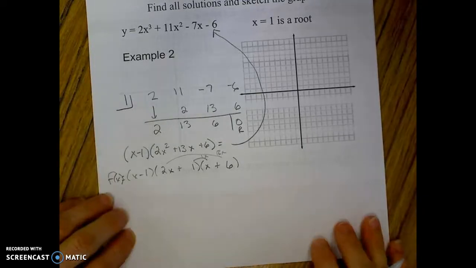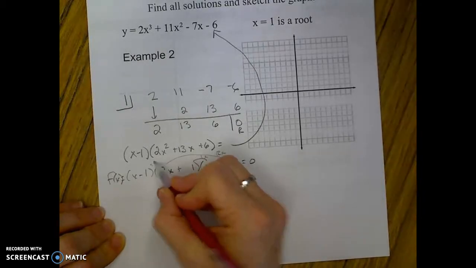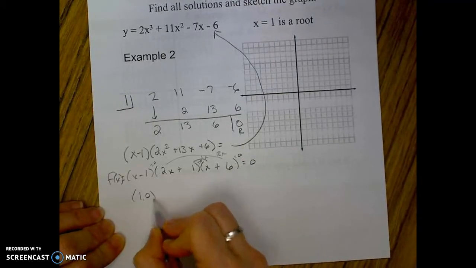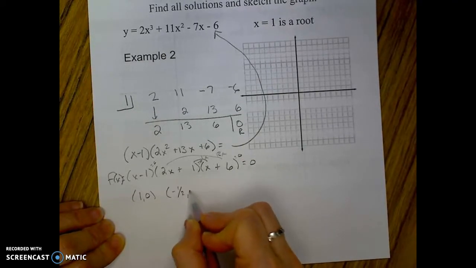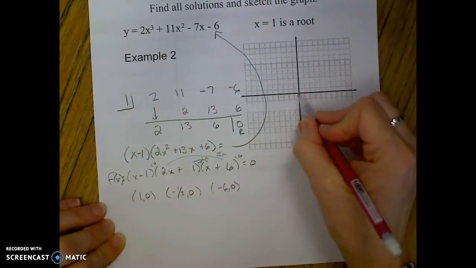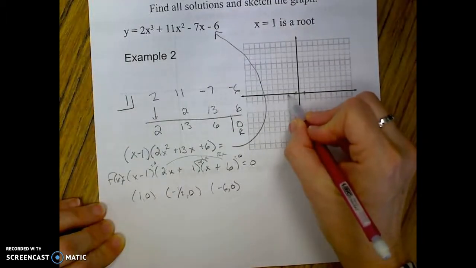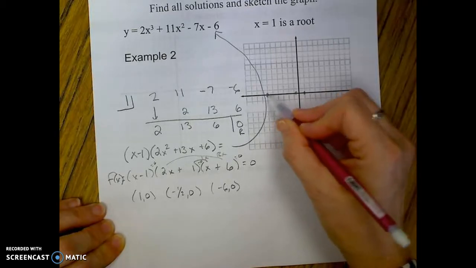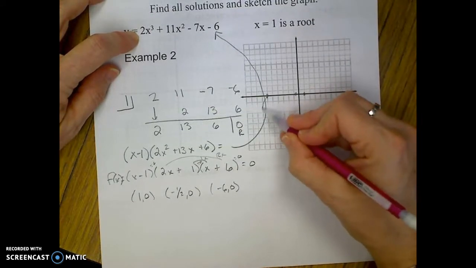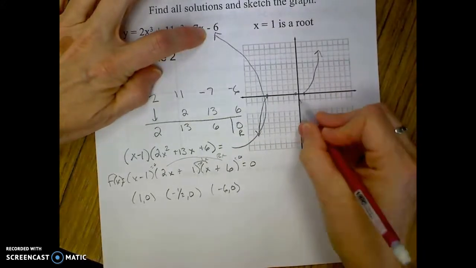And in order to graph now, I just set the whole function equal to 0. So each piece equals 0. We get 1, 0. We get negative 1/2, 0. And we get negative 6, 0. Putting each of those on the graph, negative 1/2, there's 1, 2, 3, 4, 5, 6. It is cubic and it's positive, so we know the left side should be going down and the right side should be going up. We have a y-intercept of negative 6.